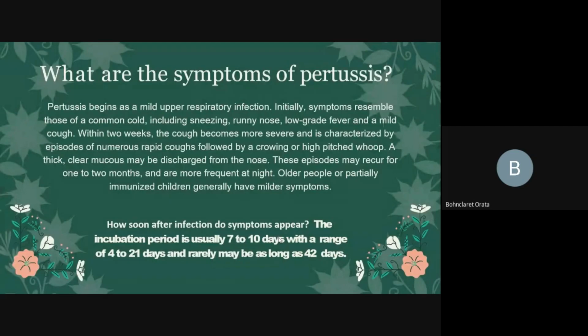A thick, clear mucus may be discharged from the nose. These episodes may recur for 1 to 2 months and are more frequent at night. Older people or partially immunized children generally have milder symptoms.